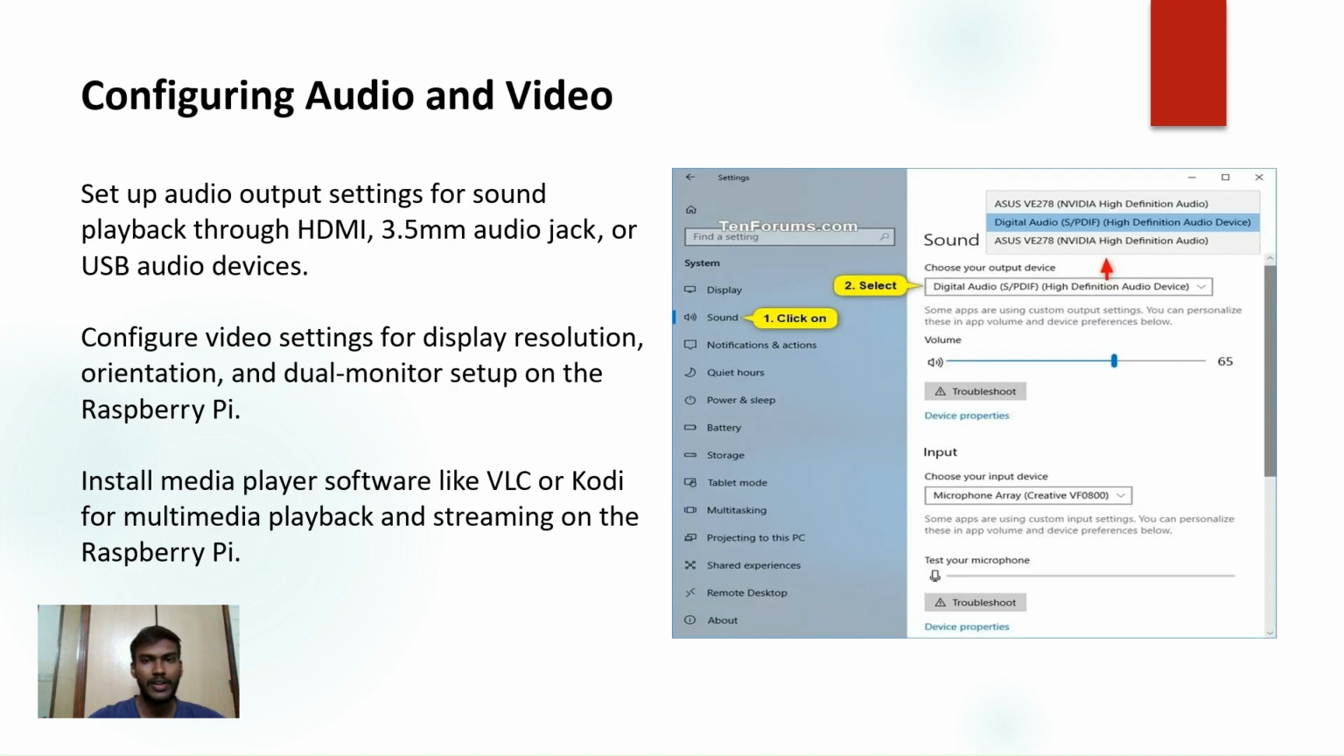Now, configuring audio and video. Set up audio output settings for sound playback through HDMI, 3.5 mm audio jack, or USB audio devices. Configure video settings for display resolution, orientation, and dual monitor setup on the Raspberry Pi. Install media player software like VLC or Kodi for multimedia playback and streaming on the Raspberry Pi.